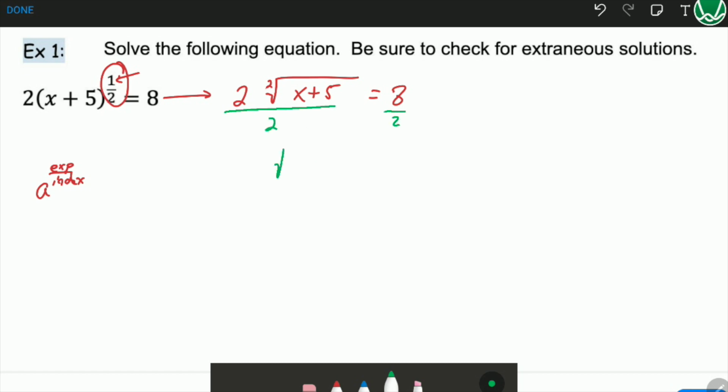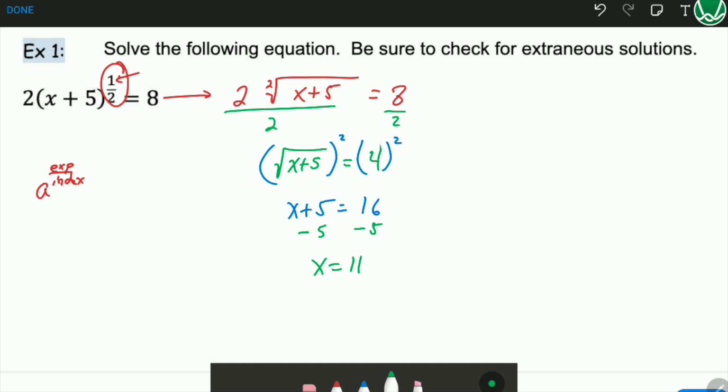Divide by 2. Remember, the index is implied to be 2 for the square root, so I don't need to put the 2 there. Equals 4. Get rid of the square root by squaring both sides. Get x plus 5 equals 16. And subtract 5 and get x equals 11. Remember, you should check your answers, but we did check the answer for this one earlier on, so we are going to omit doing that this time since we already know it's correct.